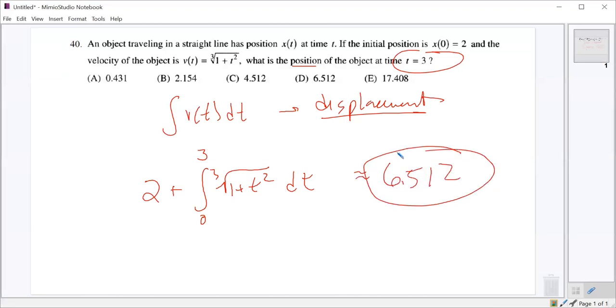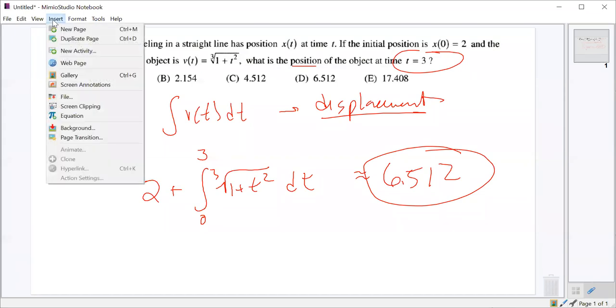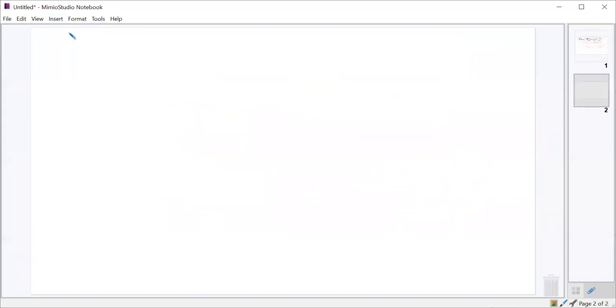If it asks for total distance traveled, would you ignore the 2 and then put absolute value? Correct. Yeah, the total distance traveled doesn't care what the initial position was, so you don't need to add that 2 in, and it's always absolute value of velocity. That is correct. All right.